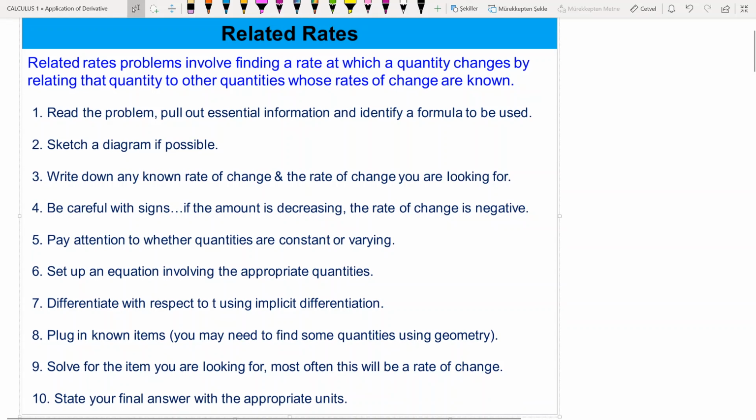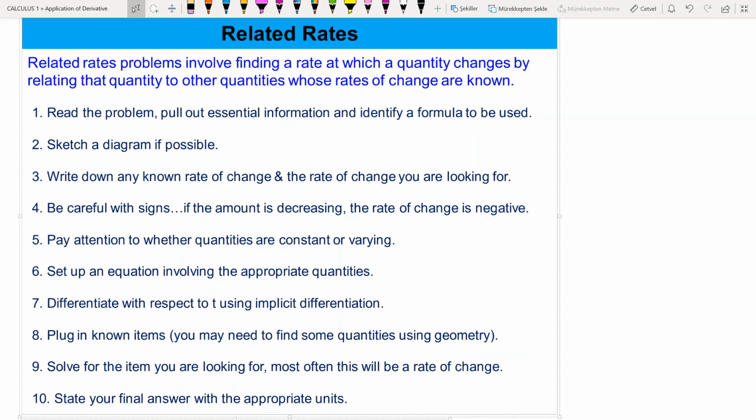Hi everyone. In this part we are going to look at an application of implicit differentiation. We will show how implicit differentiation and the chain rule can be used to calculate the rate of change of one variable in terms of the rate of change of another variable, which may be more easily measured.